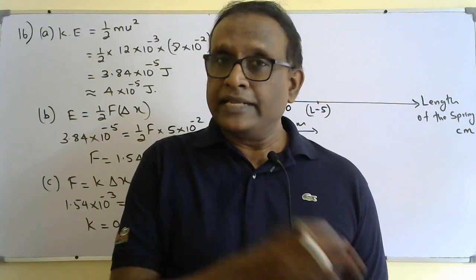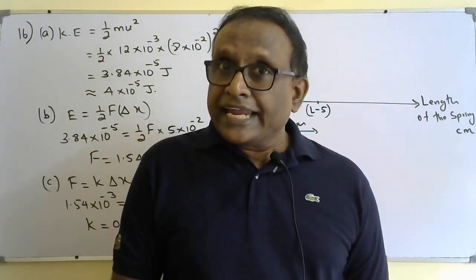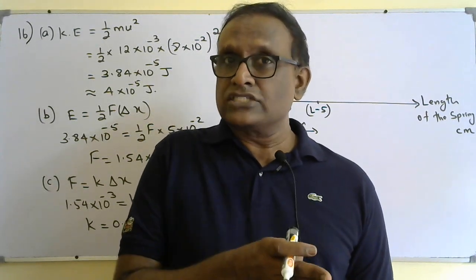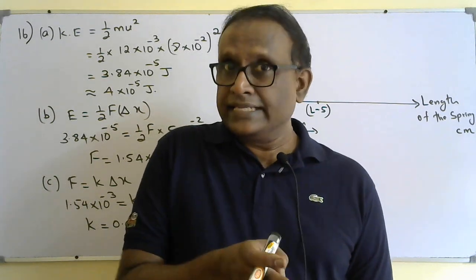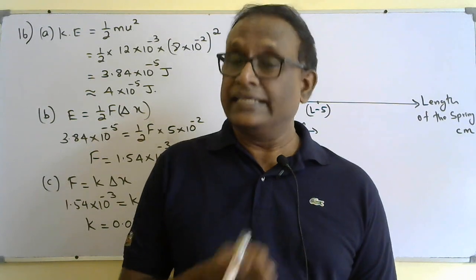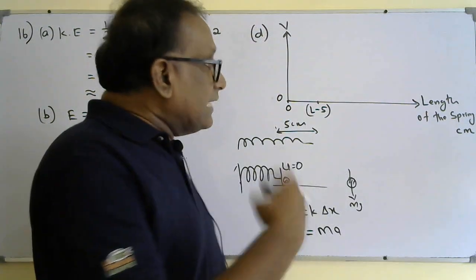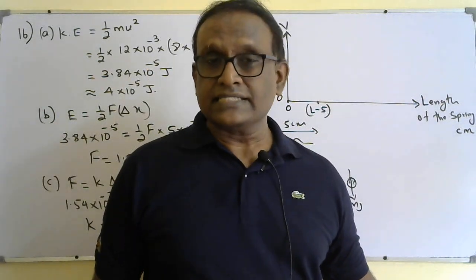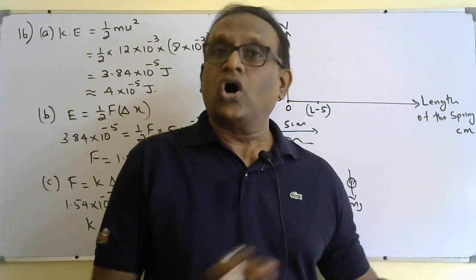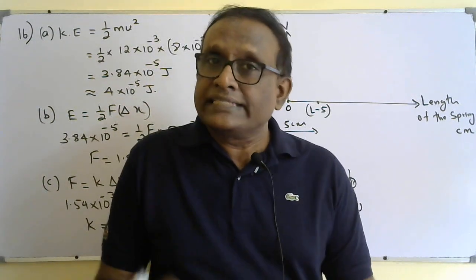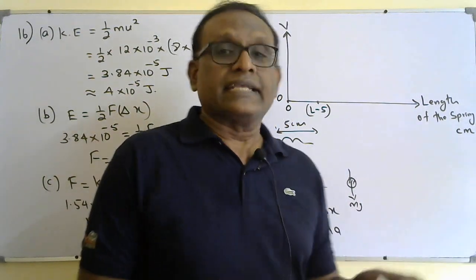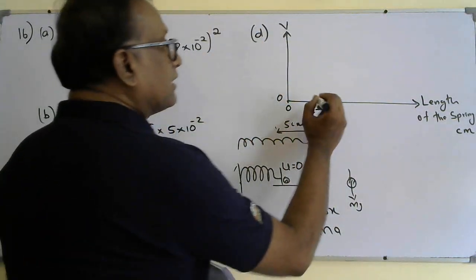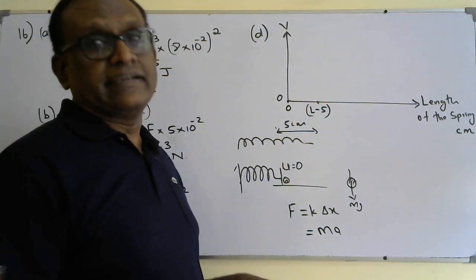Acceleration decreasing with time means the rate of increase of velocity will decrease with time. There is an increase in velocity, but the rate of increase of velocity will decrease with time. Decreasing with time means decreasing with the length of the spring. As the length of the spring increases with time, the rate of increase of velocity will decrease. So the graph should have a decreasing gradient.